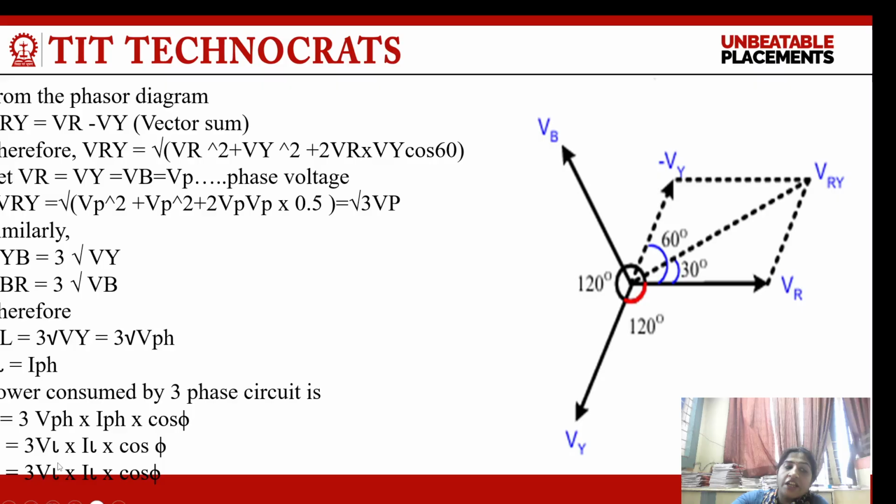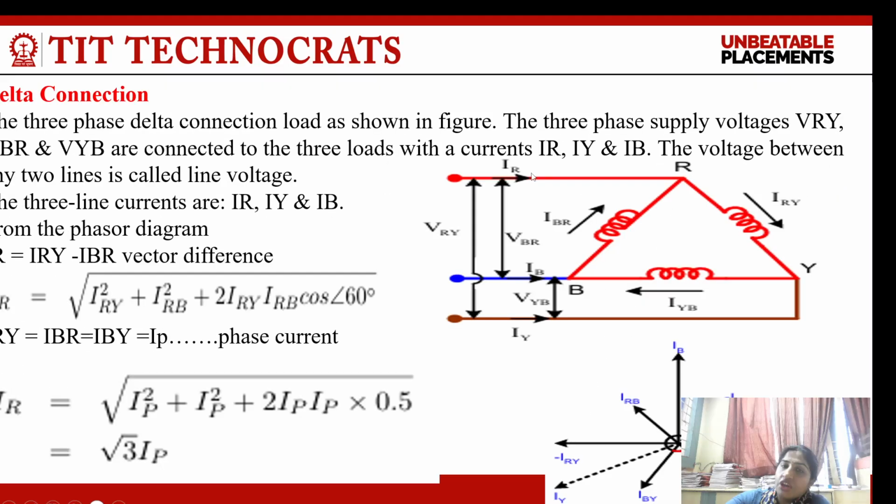Similarly, we can generate alternating waves using the delta connection, and this delta connection has three phases. Again, the voltage across the phase is known as phase voltage, the current flowing through the phase is known as phase current, and the current flowing through the line is known as line current. When we measure the voltage across any two lines, it is known as line voltage. So this is the circuit diagram shown to you.